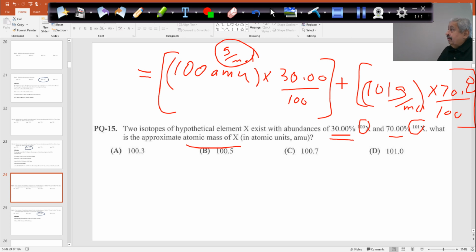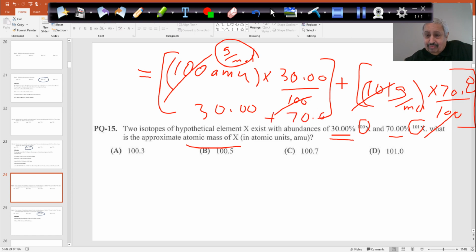So as you can see here, the hundreds cancel. This is 30 here. This almost cancels. I'm doing the German way of the 70s. Those cancel. You get 70 point something, around 70 plus 70. So my answer is closer to 100 something gram per mole or AMU. So which one is it?